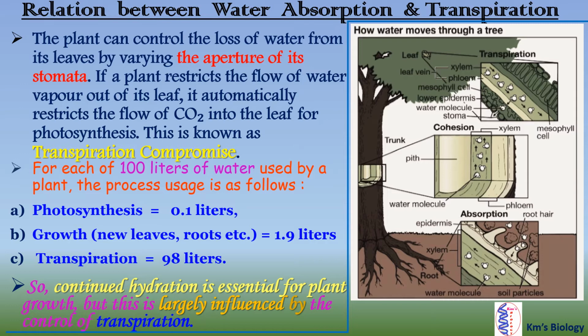So continued hydration is essential for plant growth, but this is largely influenced by the control of transpiration. Here is a diagram that shows how water moves through a tree.